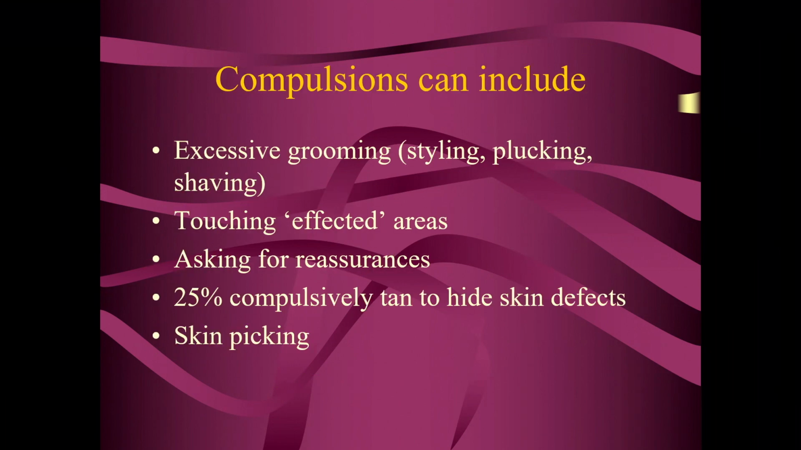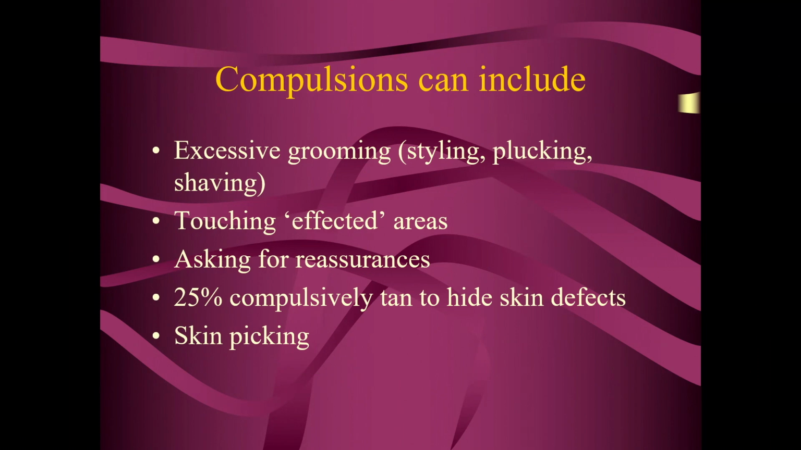Okay, so what are the types of compulsions that people with BDD can have? They can have excessive grooming, styling, plucking, shaving, touching affected areas. So they'll often touch the area that they are afraid that they have the BDD with. Asking for reassurance: am I ugly? Am I hideous? And they'll do a lot of that. Compulsive tanning to hide skin defects is very common in people with BDD. So when you see people who are rigid tanners, that's something to keep in mind. Skin picking to get rid of defects.